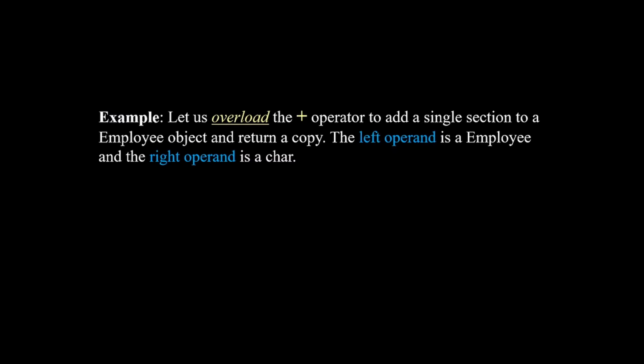So another thing that I want to do is overload the plus operator. And in this example, what I'm going to do is overload the plus operator to add a single section, or employee section, to an employee object and return a copy. So the left-hand operand is an employee and the right-hand operand is a char. So let's go over to Visual Studio and see what that looks like as well. Because we have to actually do that in both directions, where the employee number comes first or the section comes first, we're going to look at two methods of doing this. So let's go to Visual Studio.